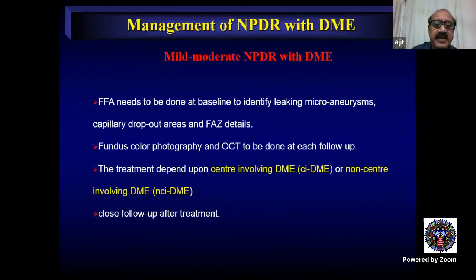And when FFA is done, it is mainly to rule out the neovascularization. Certain times in diabetic macular edema, whether the center is involved or not, and what is the type of leakage. Mainly the leakage can be of 2 types: mainly to identify leaking microaneurysms for a focal diabetic macular edema, and a capillary segment leakage, which happens mainly in diffuse diabetic macular edema.